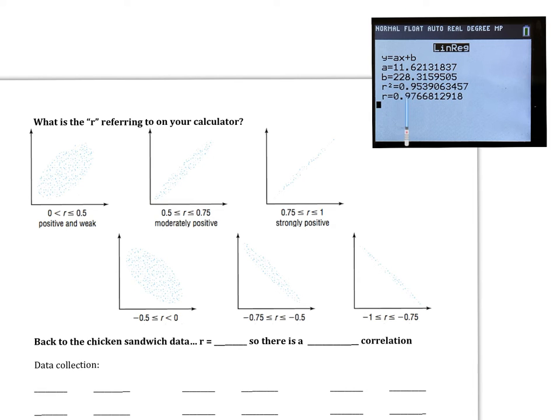Where would you say our R lies? Very strong. Yeah, so we're gonna say our R was 0.98. So there is a strong positive correlation.